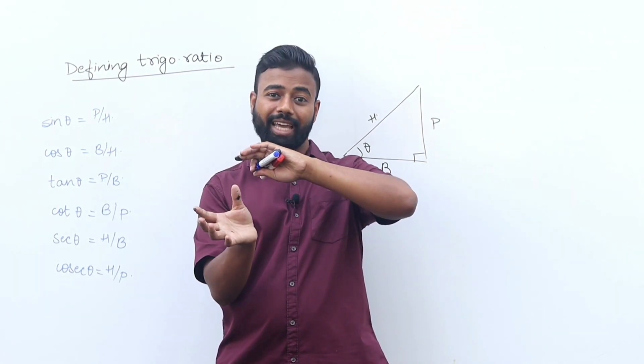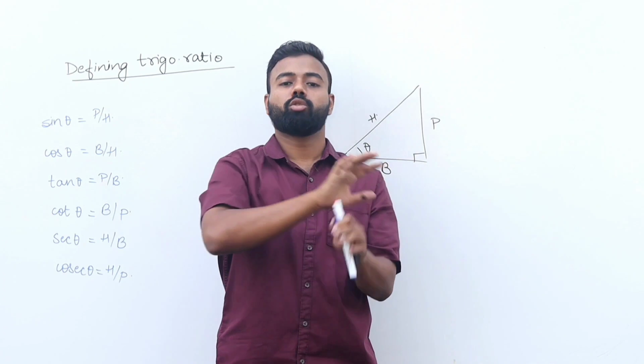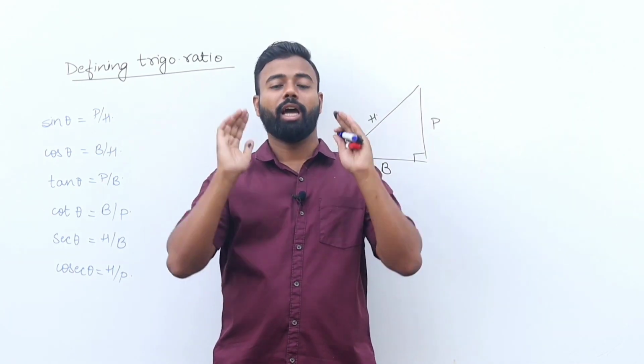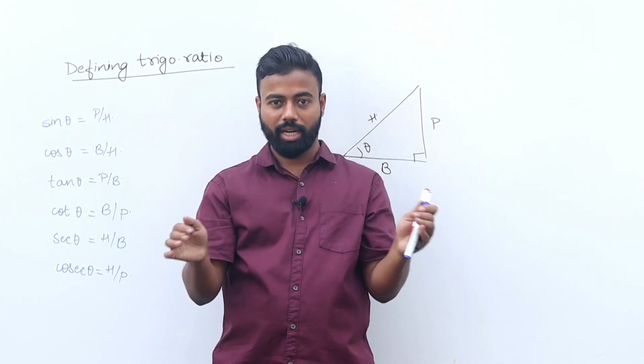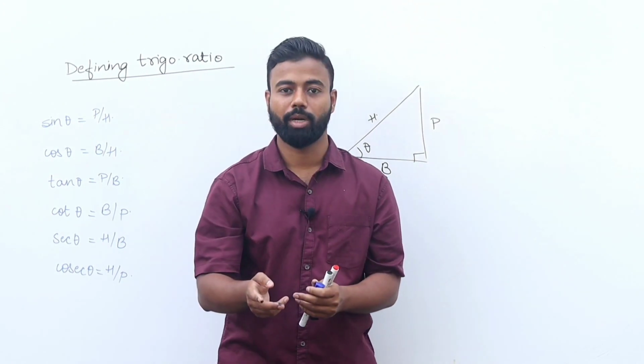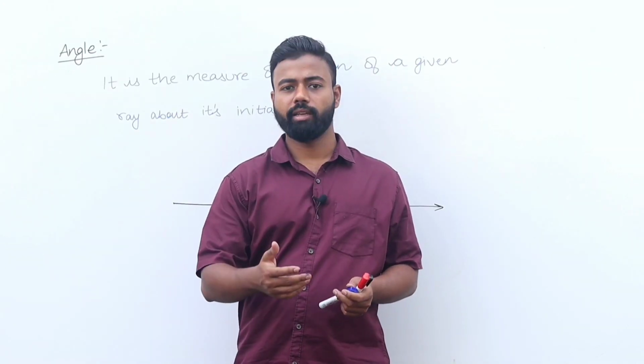How can one unit of an angle be converted into another unit? First of all, we will be covering this section, and once we are well versed with this kind of information, then we will be defining trigonometric functions. Now let's see what an angle is.